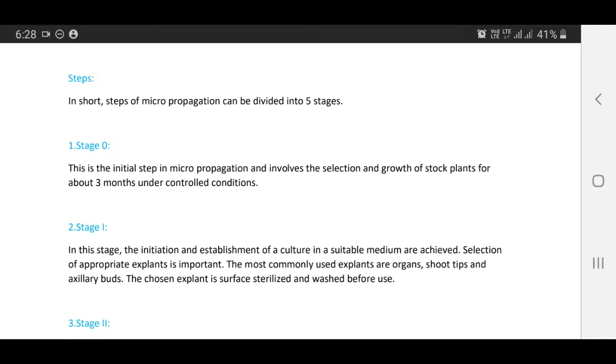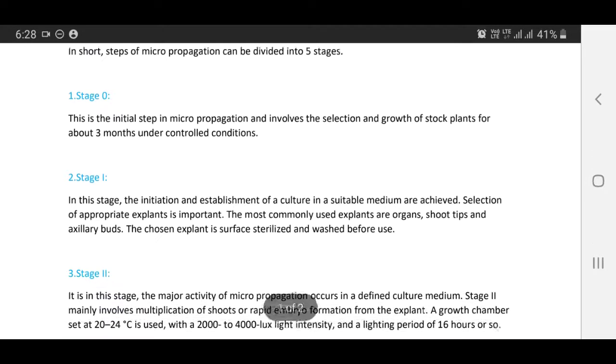Stage 1. In this stage, the initiation and establishment of a culture in a suitable medium are achieved. Selection of appropriate explants is important. The most commonly used explants are organs, shoot tips, and axillary buds. The chosen explant is surface sterilized and washed before use.